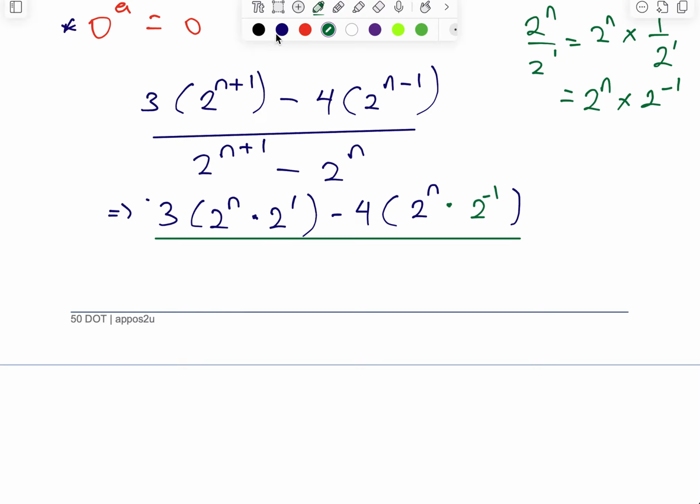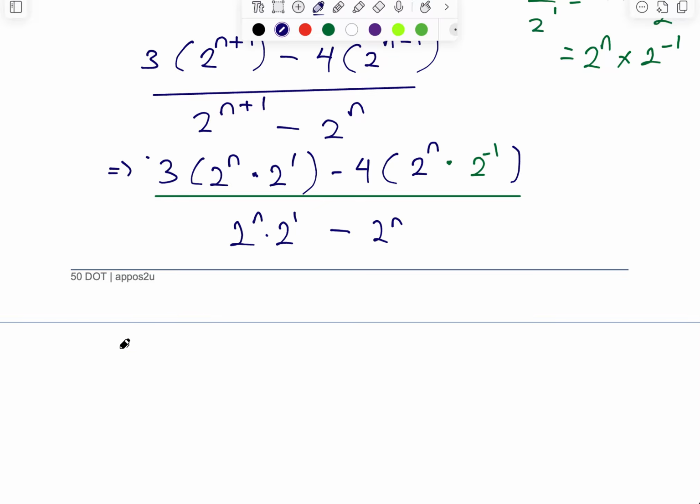Now divided by, this also is split: 2 raised to power n times 2 raised to power 1, minus 2 raised to power n. So what you notice here is that 2 raised to power n is common at the numerator. It's also common at the denominator. So therefore, it can be factored out. So this whole expression becomes 2 raised to power n. So what do we have left here? We have 3 outside multiplied by 2 raised to power 1 is 2. So we have 2 inside. Minus, we have 4 outside.